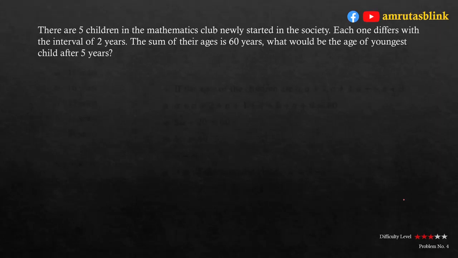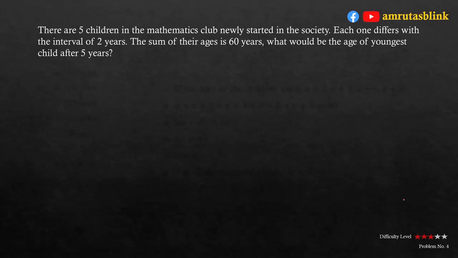Let's move to problem number 4. There are 5 children in the mathematics club newly started in the society. Each one differs with the interval of 2 years. So, let us suppose the youngest child is 2 years, then the next child will be 4 years, then 6 years, then 8 years, and so on.